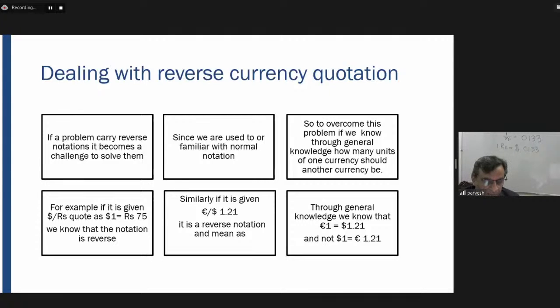So you will get the answer. Okay, 1 euro is equal to how many dollars? So 1 euro is equal to 1.22 United States dollars.